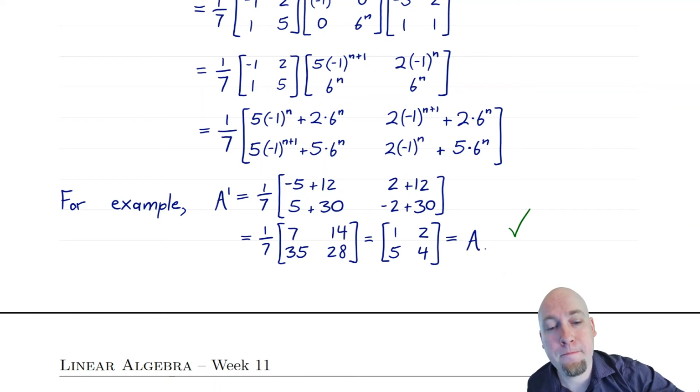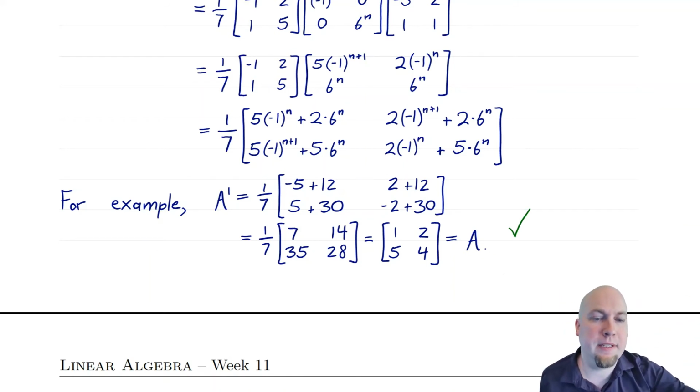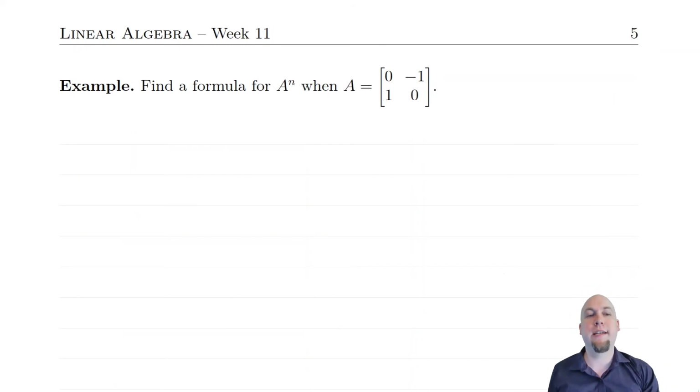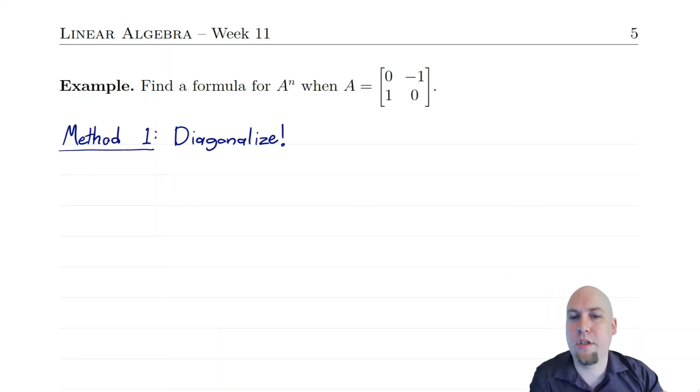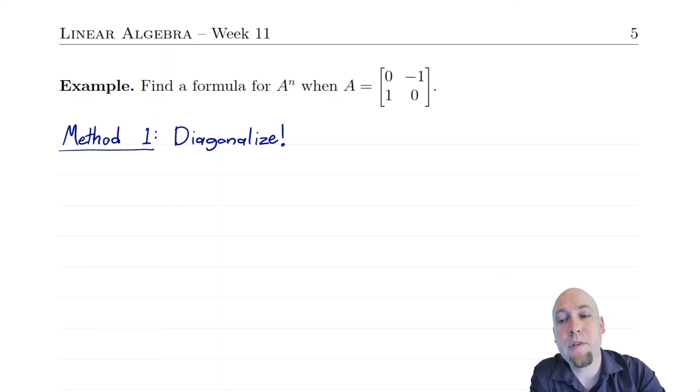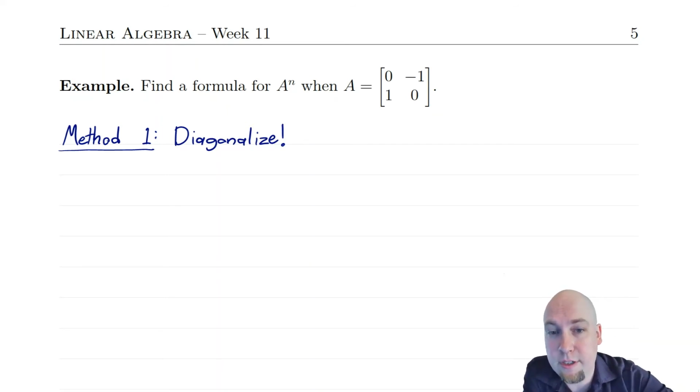All right, let's do one more example of this. Let's go to this matrix here. This matrix is 0, -1, 1, 0. And let's find a formula for A to the power n. In other words, let's find a formula for arbitrary powers of this matrix. And for this matrix, I'm going to note that there are 2 different ways that we could go. Method 1 is going to be the method we were just talking about, diagonalization. And then there's another way that you could do it for this particular matrix too. But let's go through diagonalization first.